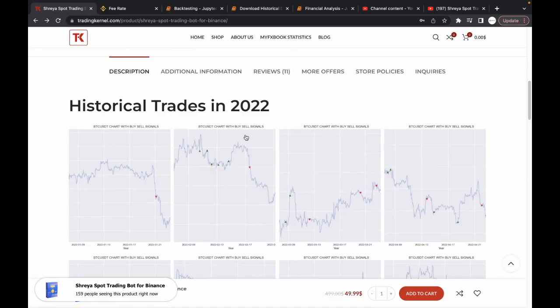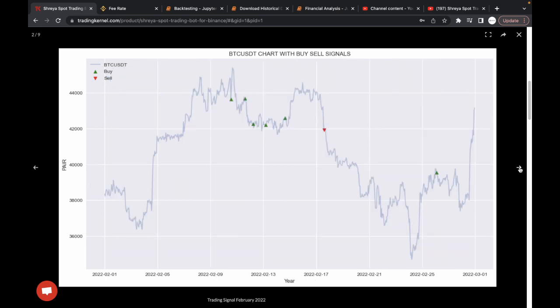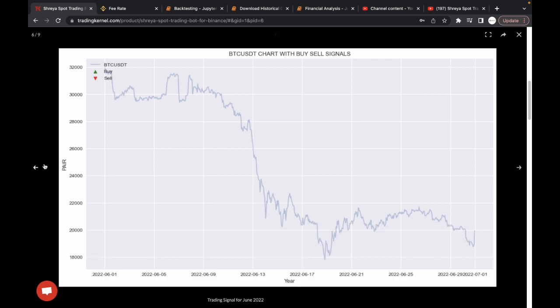All right, you can see here the historical trades in 2022. This is actually the real trade. You can see that it sold around 39,000. Okay, so you can see the sell trades are red and the buy trades are green. Okay, so it takes profits when the price of BTC actually goes up. Okay, and the chart takes profit when the price of BTC goes down. Right, so you can see the charts here. Okay, these are actually the real charts.